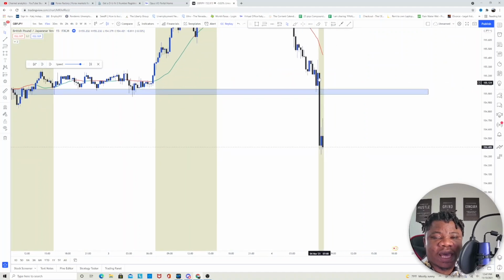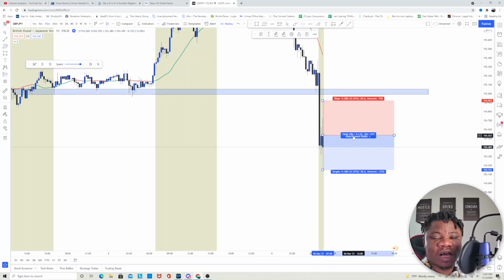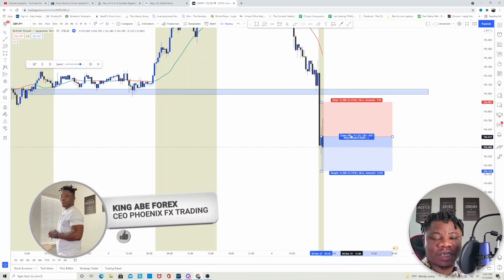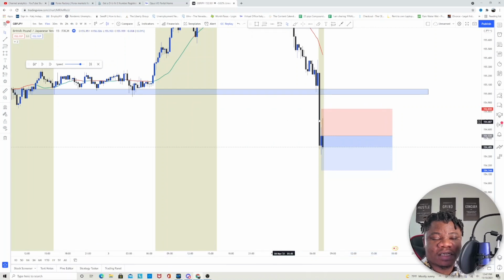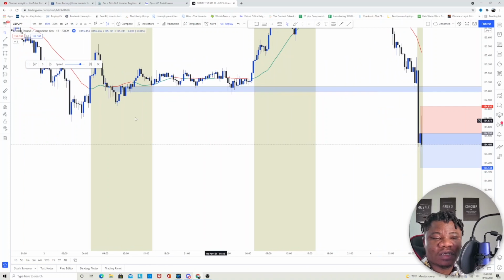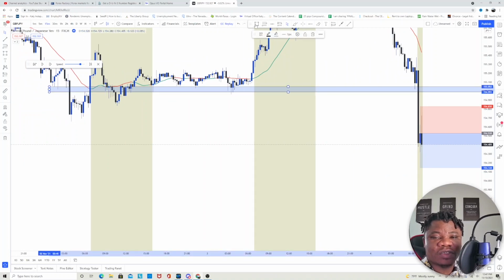Now we have this bearish engulfing candle close below our support zone. We could definitely have our entry right over here. We could say we have our entry right here, and in this case we'll just target 30 pips. If we look here to the left hand side, we also have this zone here.